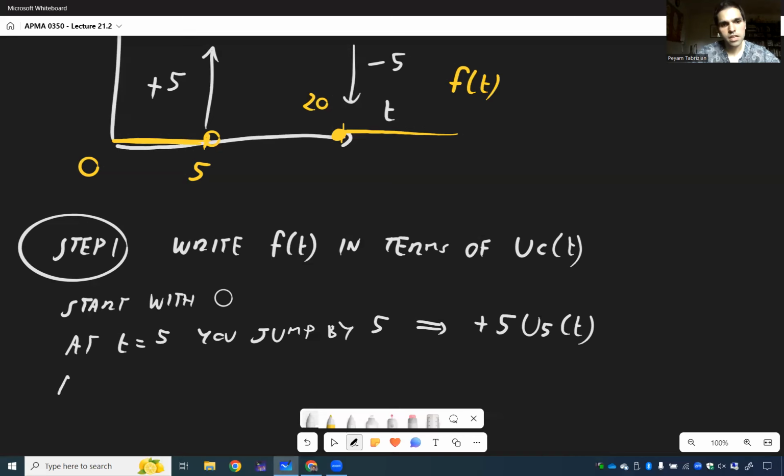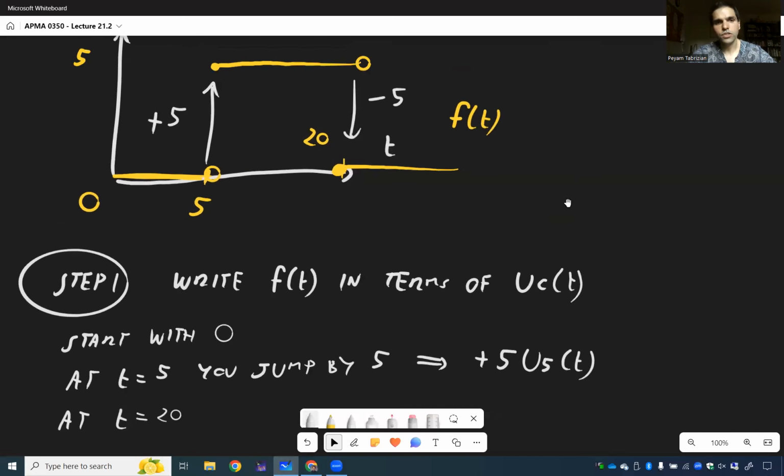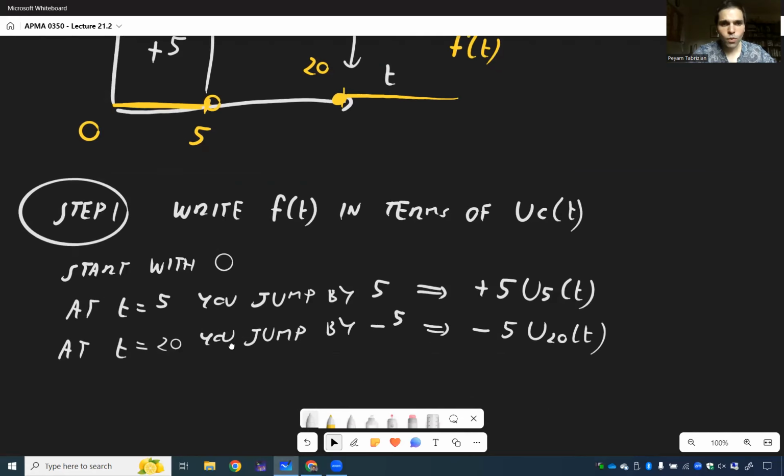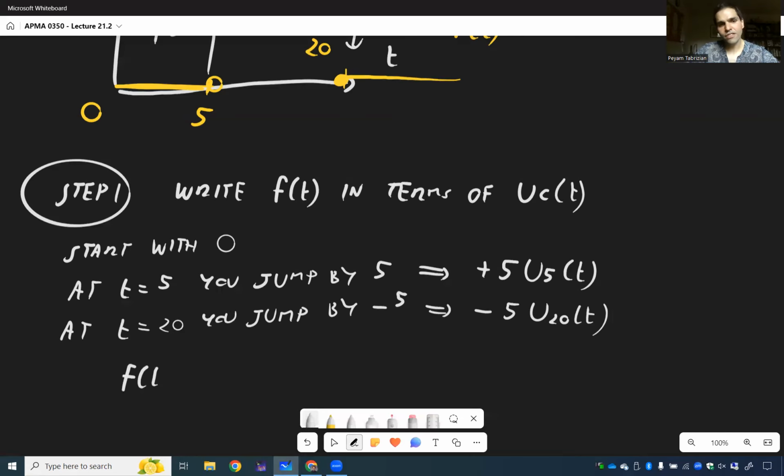So at t equals 20, like here, you jump minus 5. So minus 5 u20 of t. Kind of like Super Mario. Whoop, you jump up, and then whoop, you jump down. And so here again, our function f of t then becomes 5 u5 of t minus 5 u20 of t.